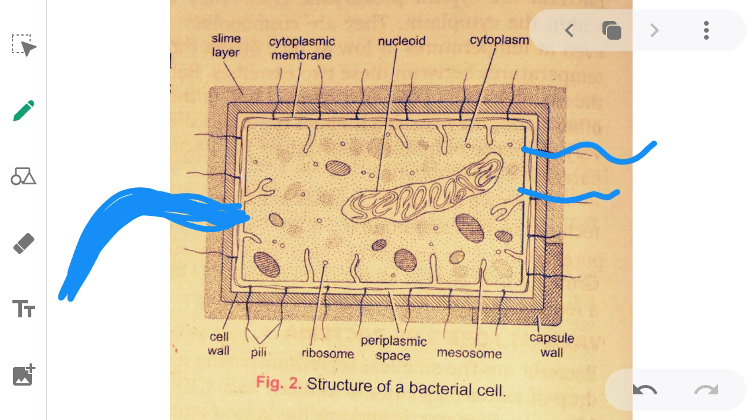So this is the simple structure of the bacteria, because this is a prokaryotic cell, a single cell. I hope you have got some topics in this video. It is the simplest explanation given by me.